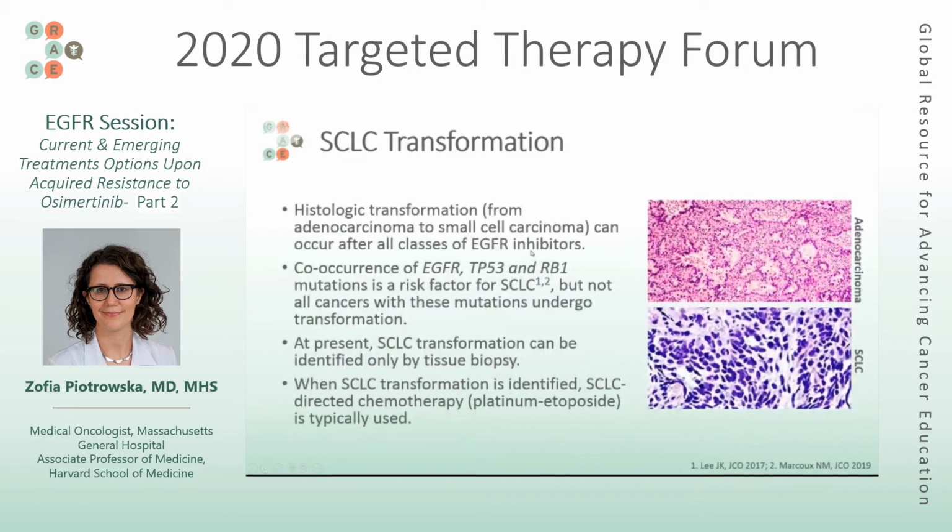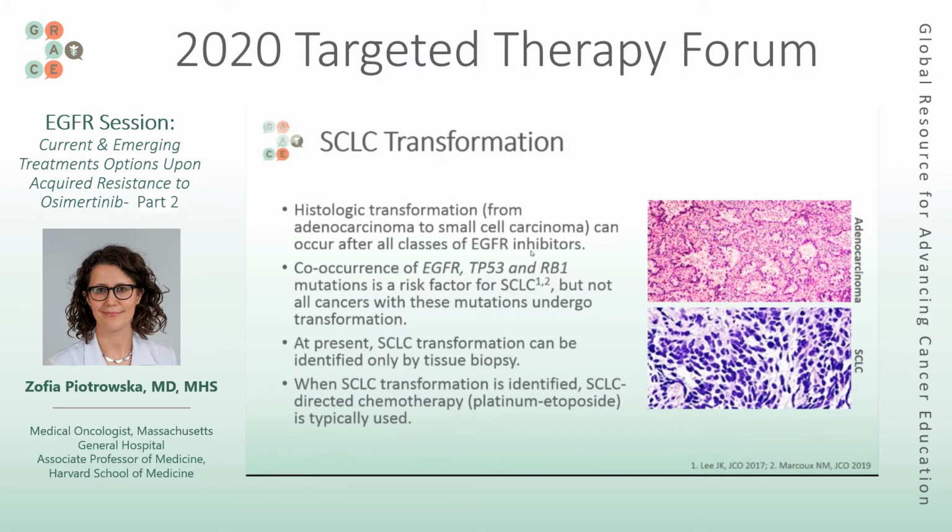I wanted to spend a moment talking about small cell transformation, which I already kind of introduced, because I know there has been a lot of concern and appropriate worry about this from patient groups and patient advocacy groups. And in particular, this question of, are transformations more common when patients receive first-line osimertinib, and is that something we should be concerned about? Histologic transformations to small cell carcinoma have really been seen to occur after all classes of EGFR inhibitors.